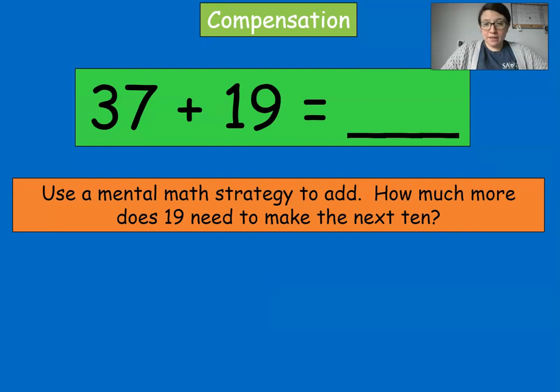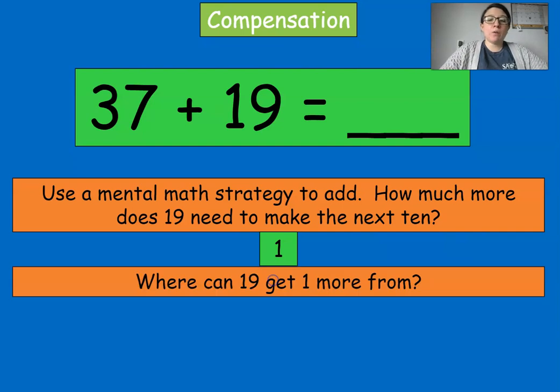All right, let's try another one. We're going to take one of these numbers and get it to its next 10. Which one is closer to its next 10? 19, good. How many does it need to get to its next 10? Just one, right? 19, 20 gives us 1. Where are we going to get that 1 from? The 37, good. If we get that 1 from the 37, what does 37 become? We're going to take 1 away. Good, 36.